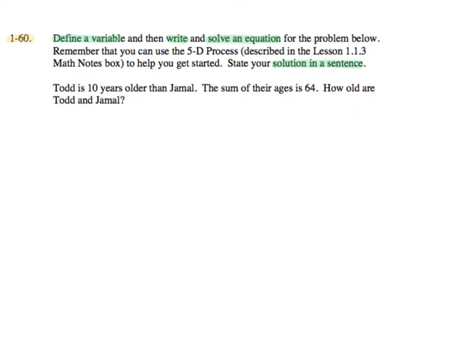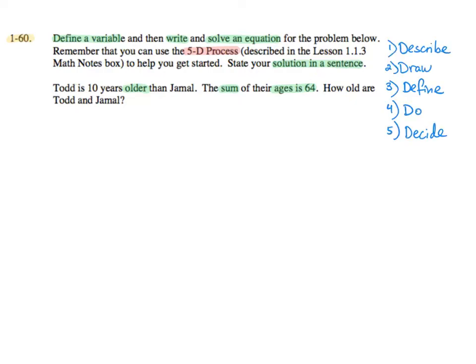So in our problem, we have two people and they're being compared. Older means there's comparison, and specifically Todd is 10 years older. We also have the word sum, which means total, which means combine ages, so like adding the two ages together. And the question is being asked, how old are both? Separately, of course, Todd and Jamal. Now they also referred to the 5D process, which I'm also going to review in this video. And hopefully we can follow that process to solve the problem.